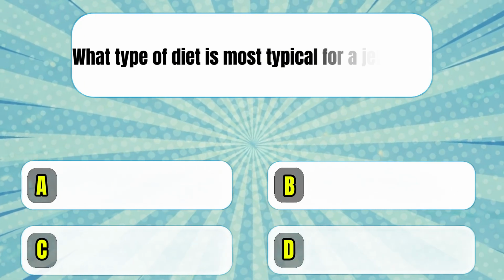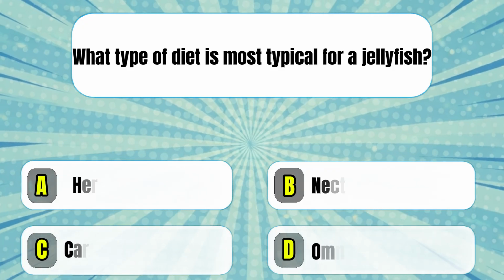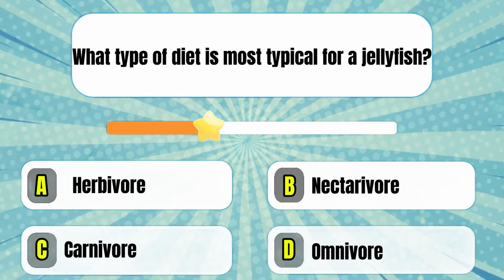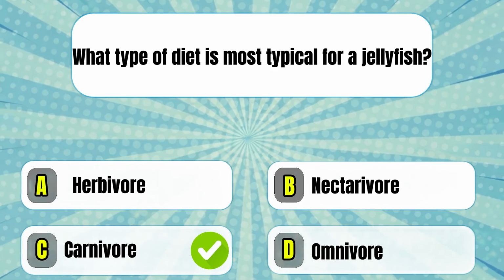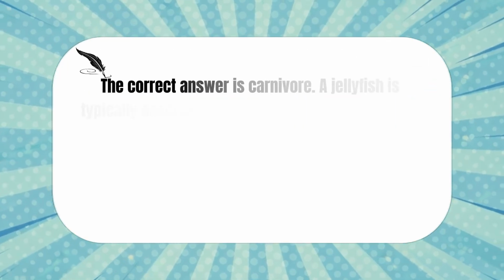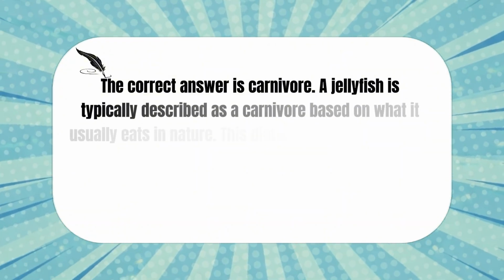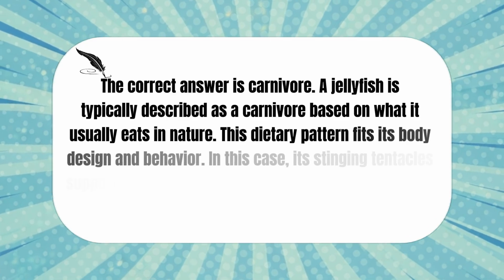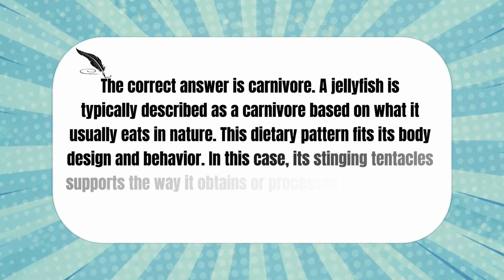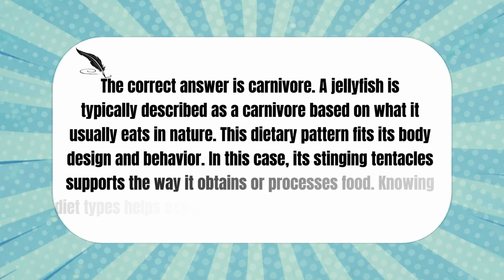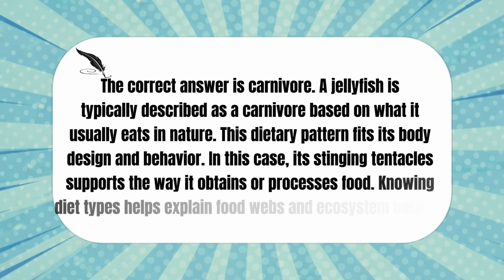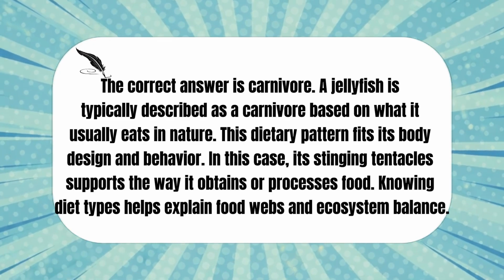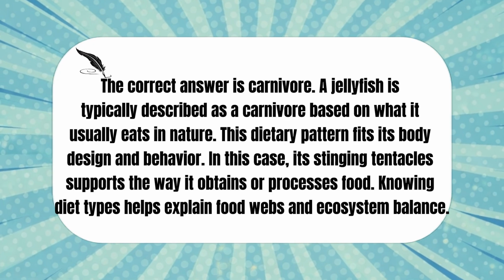What type of diet is most typical for a jellyfish? The correct answer is carnivore. A jellyfish is typically described as a carnivore based on what it usually eats in nature. This dietary pattern fits its body design and behavior. In this case, its stinging tentacles support the way it obtains or processes food. Knowing diet types helps explain food webs and ecosystem balance.